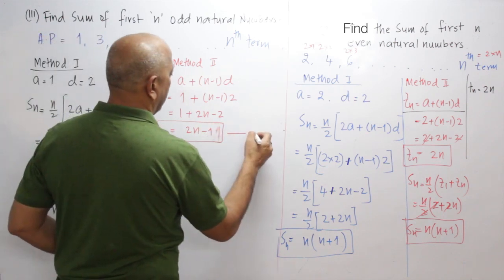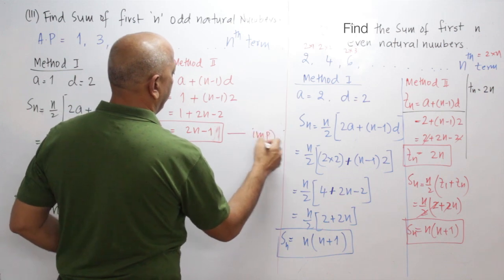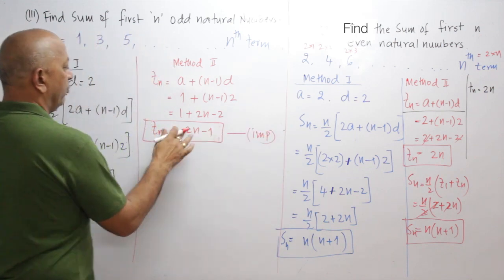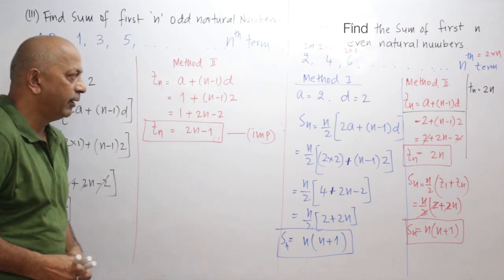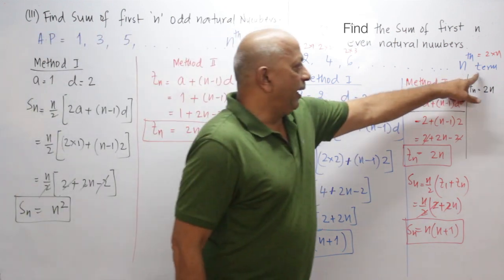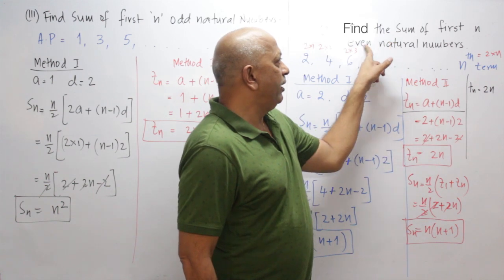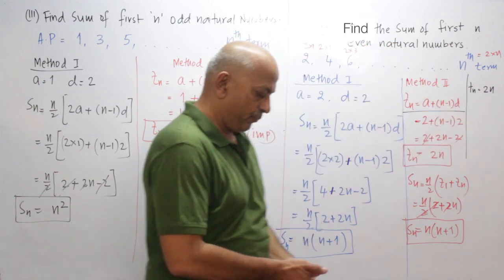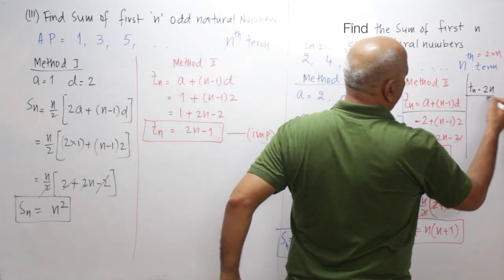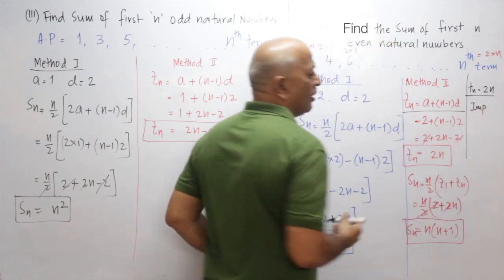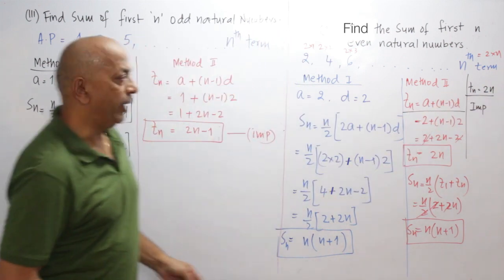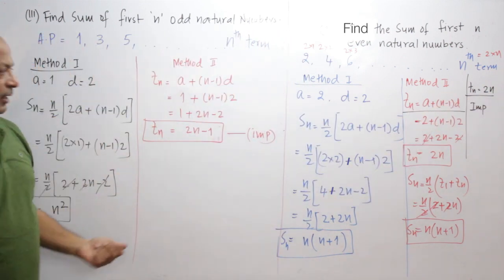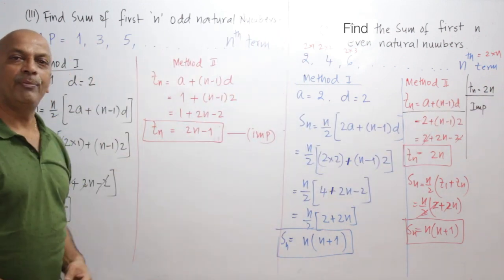So this is important. The nth term of an odd series is 2n minus 1. And the nth term of even natural numbers is 2n. So this is also important. That means if it is an even series, what is the value of the nth term? 2n. If they are odd numbers, what is the value? 2n minus 1.